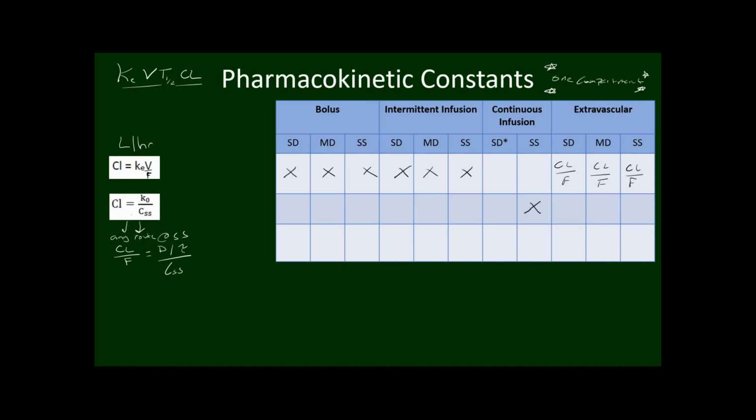So where does this apply? Like I said, any route at steady state is where it applies. So bolus at steady state, intermittent infusion at steady state, continuous infusion at steady state, and extravascular dosing at steady state. So it's a pretty neat equation, in that it's very versatile. If you are able to have these parameters in your problem or your scenario, then you'll be able to calculate clearance pretty quickly. So that's how we calculate PK constants for various given dosing scenarios.